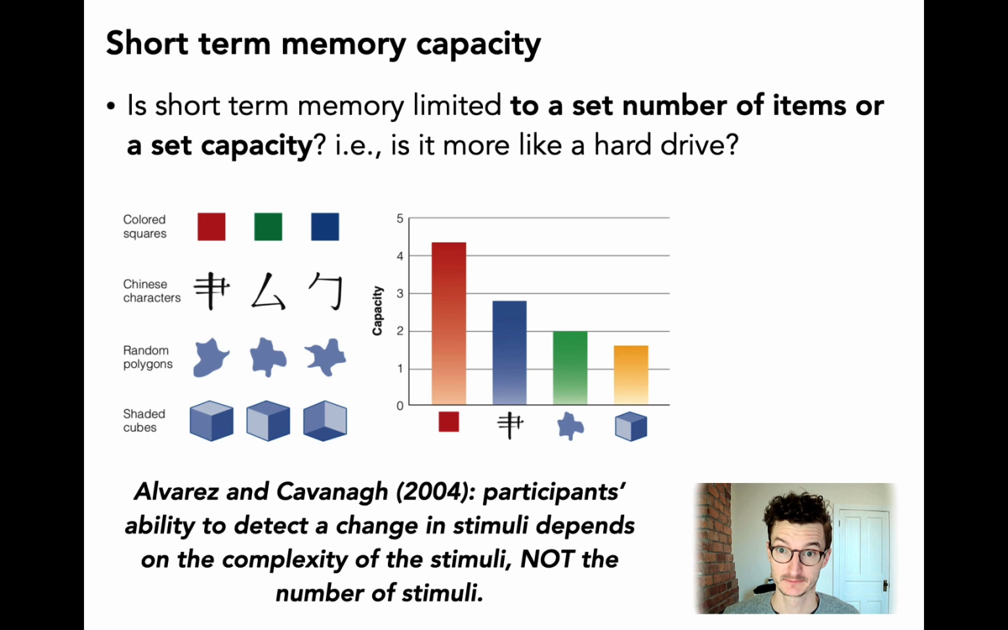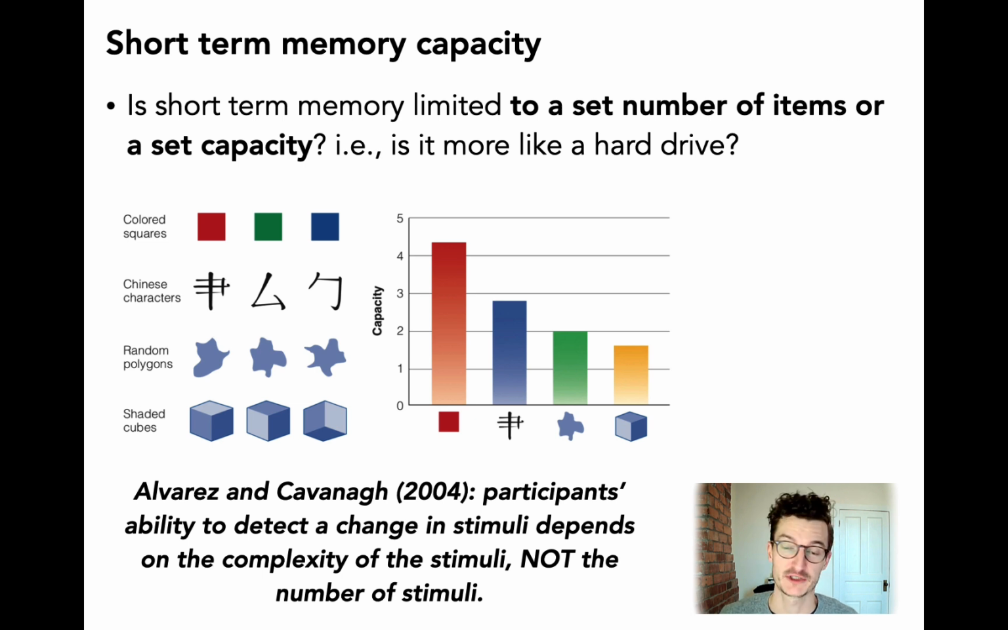So final question to consider as we come to the end of the lecture is this. Maybe short-term memory isn't limited to a number of items, maybe it's capacity limited, right? So think about a computer hard drive. You only have a certain amount of capacity on that hard drive, and what that means is that the amount that the hard drive can store depends on how complex or how big the files are that are on the hard drive, right? You could store 10,000 Word documents on a standard hard drive, but maybe only 100 full-length films, right? Because they're much more complex, they take up much more space.